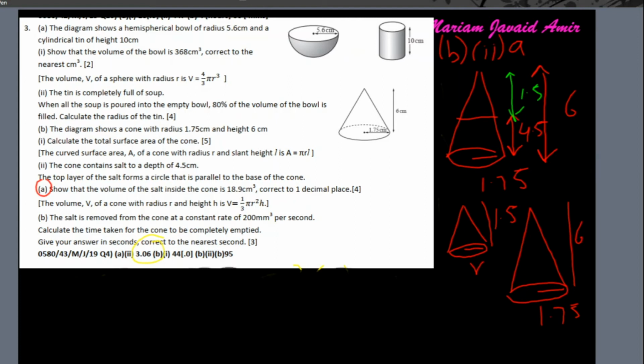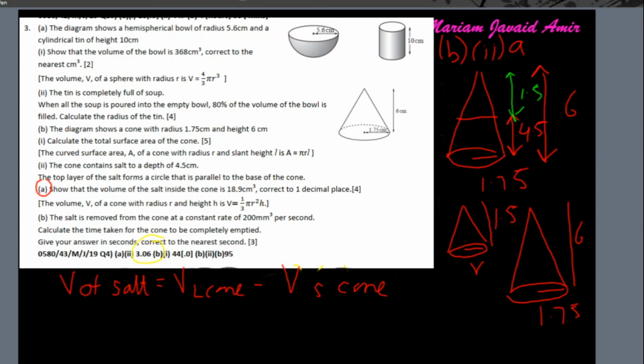Salt inside the cone is 18.9. So volume of the cone will be now, volume of salt, in fact, will be volume of large cone minus volume of the smaller cone, right? So we have the volume of the whole cone from part, no, we don't, we need to find that out as well. Also we don't have the radius for the smaller cone.